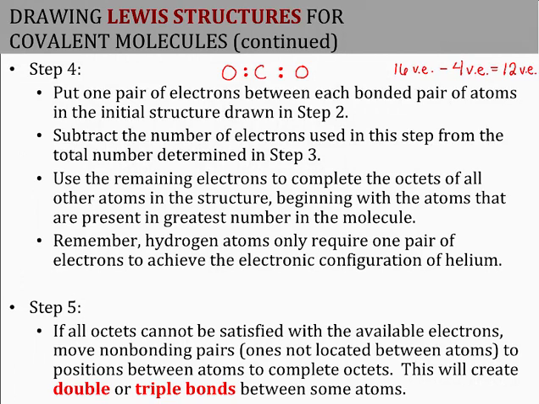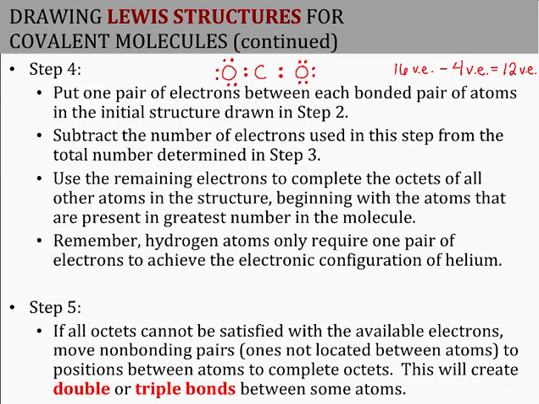And we're going to use those remaining electrons to complete the octets of all other atoms in the structure, beginning with the atoms that are present in greatest number in the molecule. So remember, the octet rule tells us that every atom wants to have 8 valence electrons, or it wants to become like a noble gas. And we're going to start by giving each of the oxygens 8 electrons. So let's add some lone pairs to each oxygen so that they each have 8 total electrons.